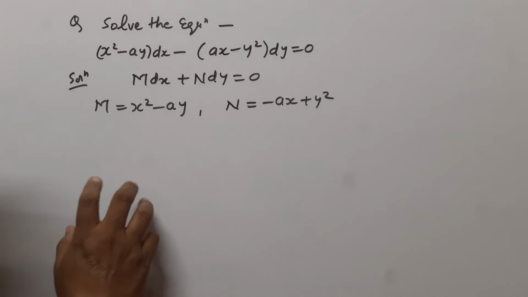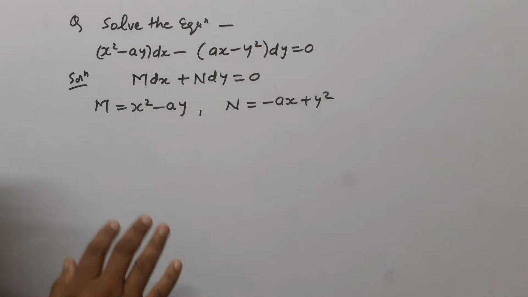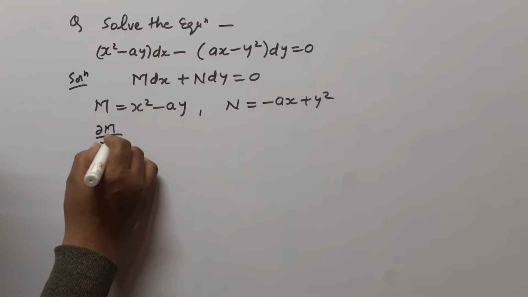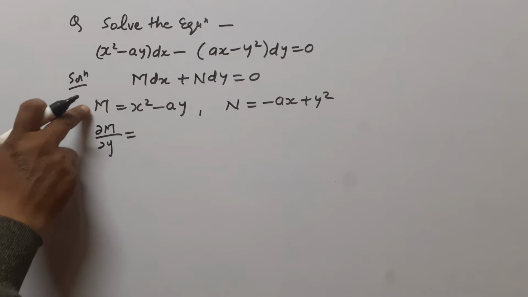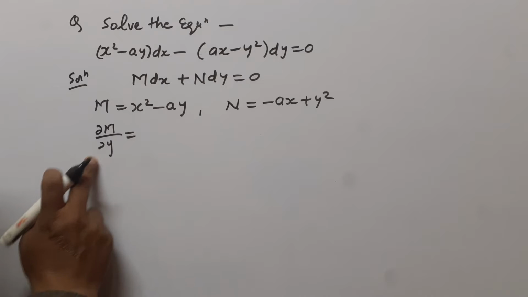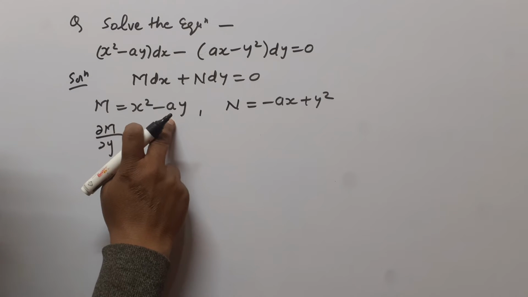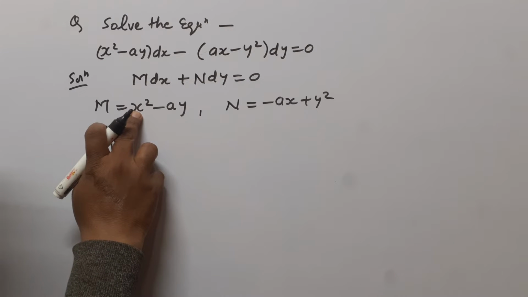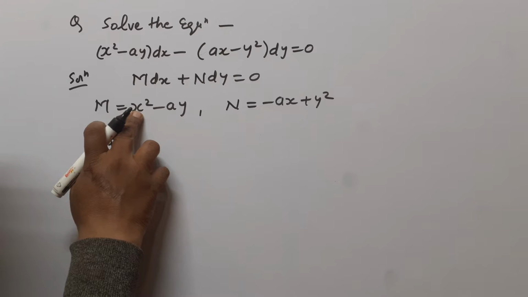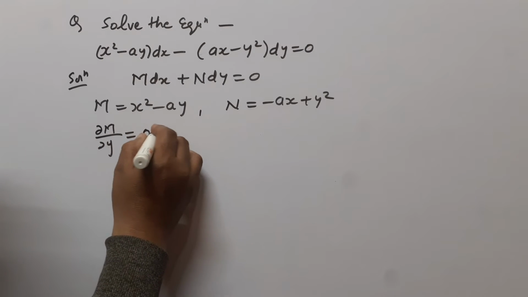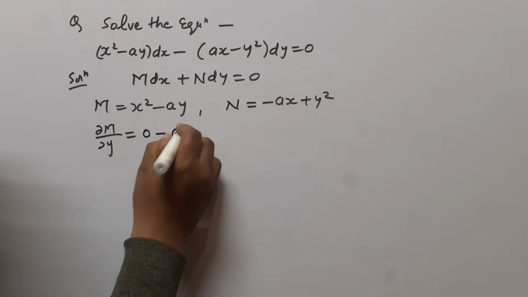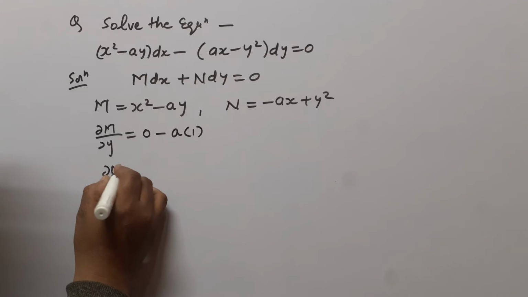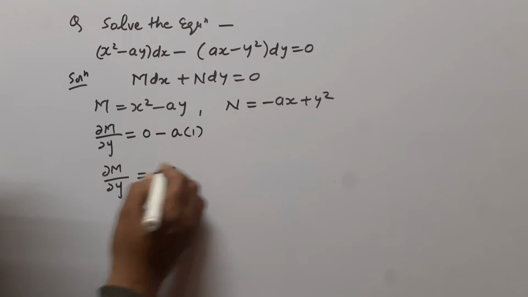Now first we find whether the given differential equation is exact or not. So first we differentiate M partially with respect to y. When we differentiate x square minus ay with respect to y, the differentiation of x square is 0 because x square is constant with respect to y, and a is constant, and differentiation of y with respect to y is 1. So del M by del y is equal to minus a.